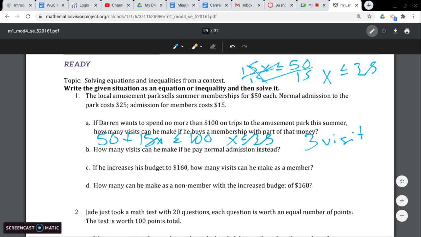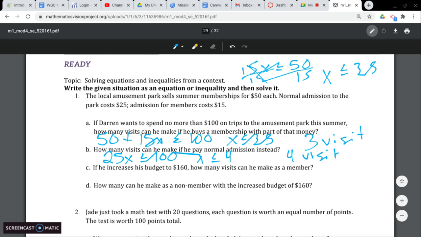All right, for the next one, how many visits can he make if he pays the normal admission instead? So not paying the $50 and then the $15 each, just paying the $25. So we'd have 25x is less than or equal to 100. We divide both sides by 25. 100 divided by 25 is 4. So x is less than or equal to 4, which means he could make 4 visits. So he can go more times for the same amount of money.